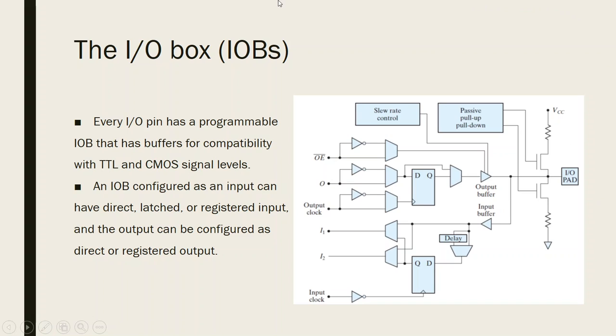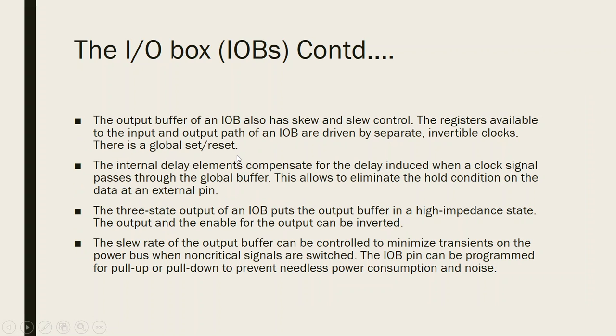So this is the block diagram of how your IO block would look like. You have the input clock here, the output clocks here, and then you have a flip-flop here, and then you have the slew rate control and the passive pull up or pull down resistors and so on. So this is how your IO block in an FPGA system would look like.